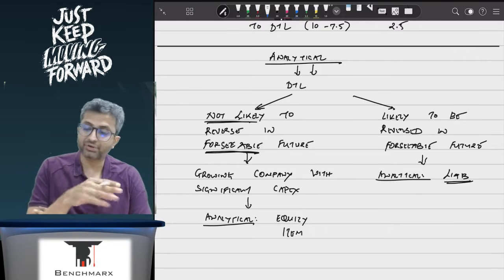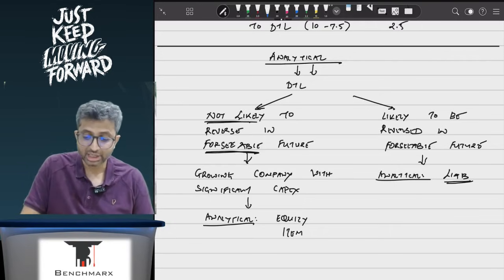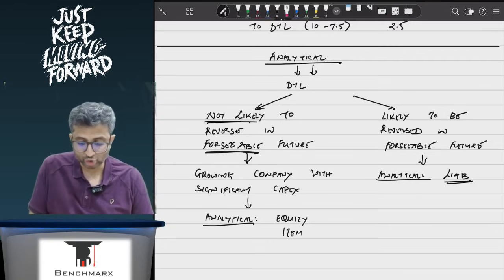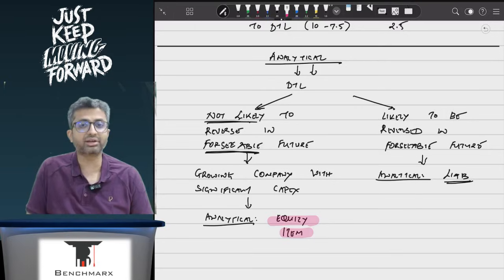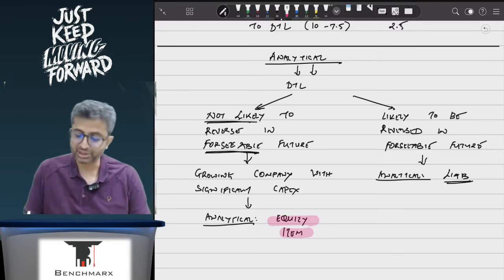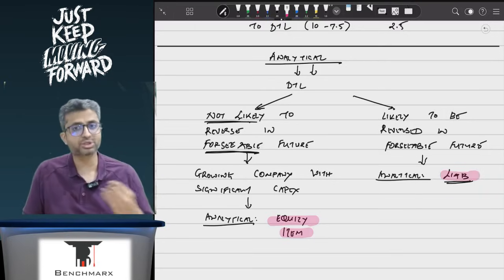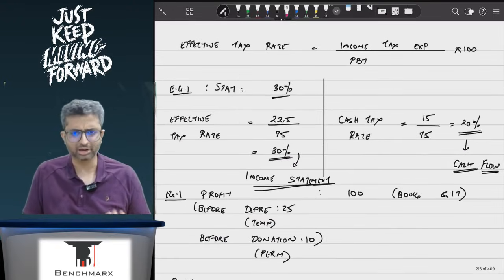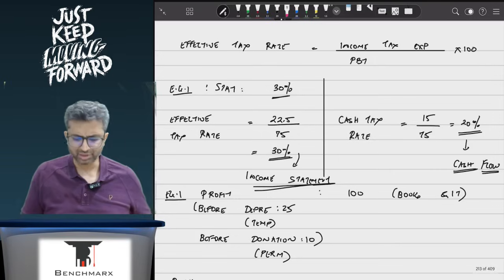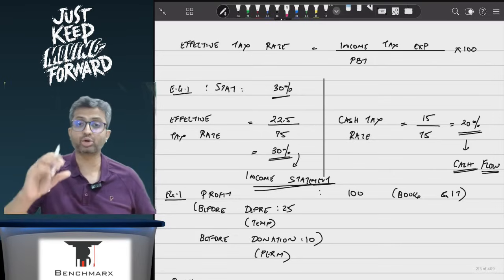If, let's say, there's a deferred tax liability which is not expected to reverse in the foreseeable future, then you show it as equity for analytical purposes. If it is likely to reverse, then for analytical purposes you continue to show it as a liability. So over here, there is a numerical that we've done to reconcile.